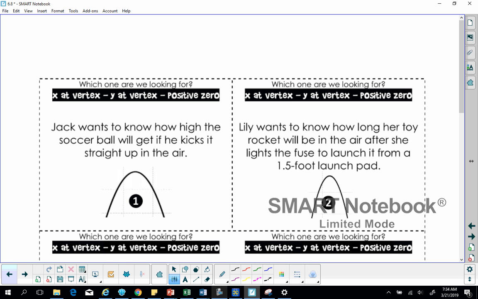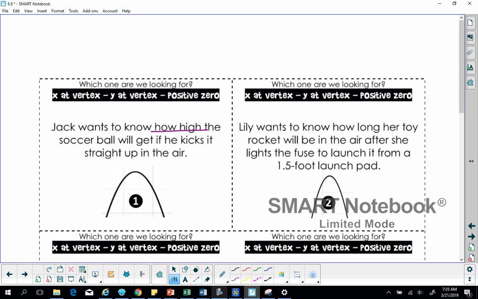I'm going to do the first one with you, and then you guys are going to practice. I'll give you a few minutes to do the rest on your own, and I'll just cold call. This says Jack wants to know how high the soccer ball will get if he kicks it straight up in the air. What would that represent? Would it be your zeros or your x-intercepts, your y-intercepts, your max, or your axis of symmetry? He wants to look at the height of the ball, how high it will go.